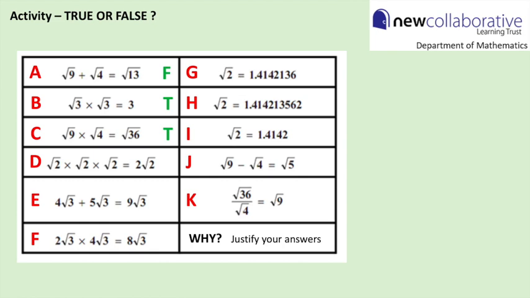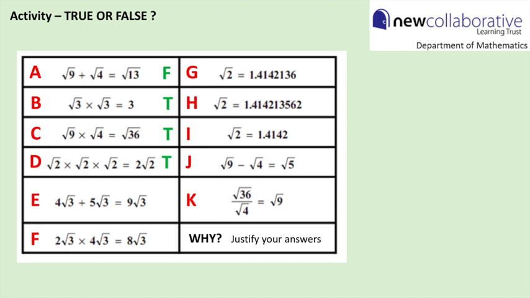Moving on to statement D. The square root of 2 multiplied by the square root of 2 multiplied by the square root of 2 is the same as the square root of 2 times 2 times 2. In other words, the square root of 8. And the square root of 8 simplifies to 2 root 2, so that statement is also true.